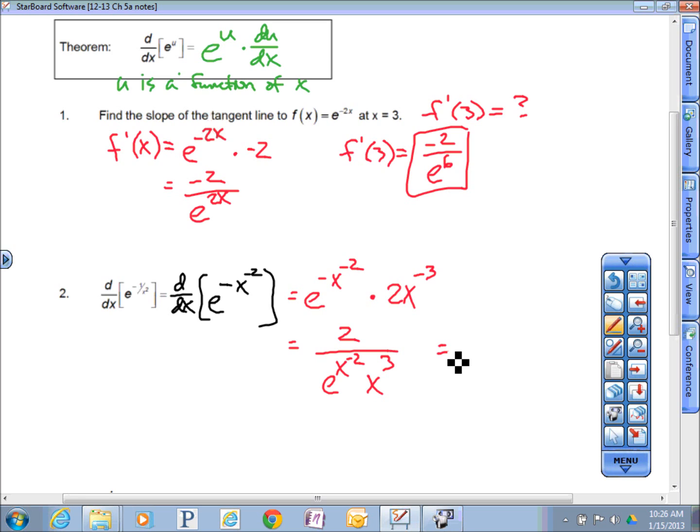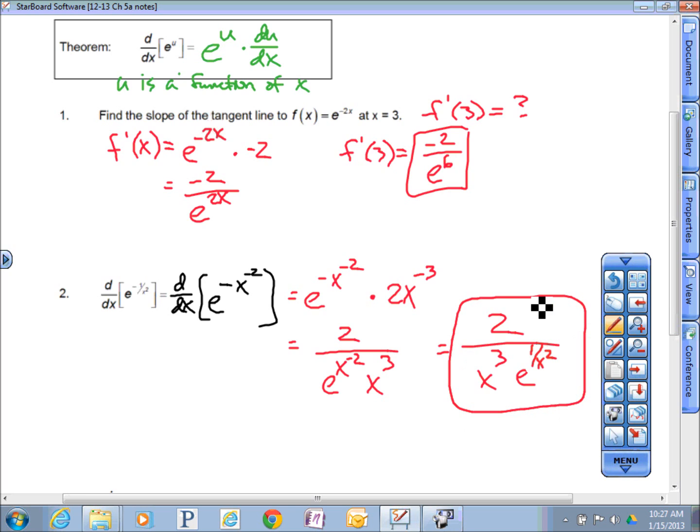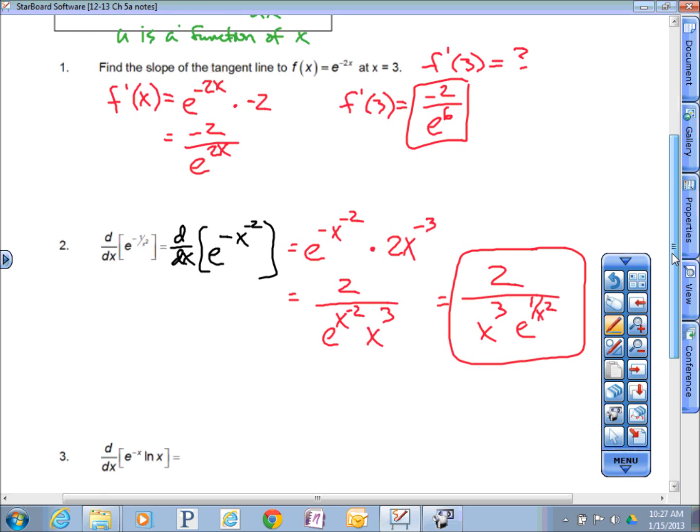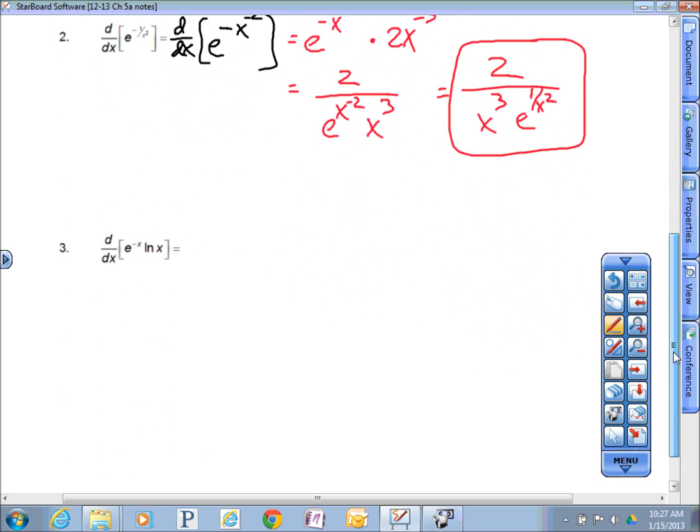So if I want to clean that up, how about 2 over x cubed, which I'm not going to touch. And the e is going to stay the same, but we're going to change the power on the x in its exponent. How about e to the 1 over x squared power in that denominator, and that should take care of all of our negative exponents. Kind of nastiness to take care of that, but we've done our derivative. So derivatives with e's are kind of nice. We generally kind of like them.